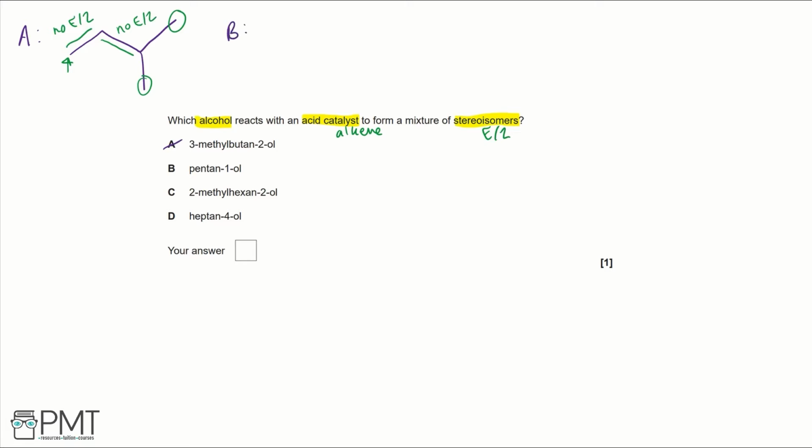Then if we move on to look at B and we draw pentan-1-ol, we've got a 5-carbon chain, and then we've got an alcohol on carbon number 1. So when we form a double bond, we can only form one, and it's going to be here. Then if we got rid of our OH when we form this alkene, we've got 2 hydrogens, so again we've got no high priority groups, so we have no EZ stereoisomerism, so it can't be B.